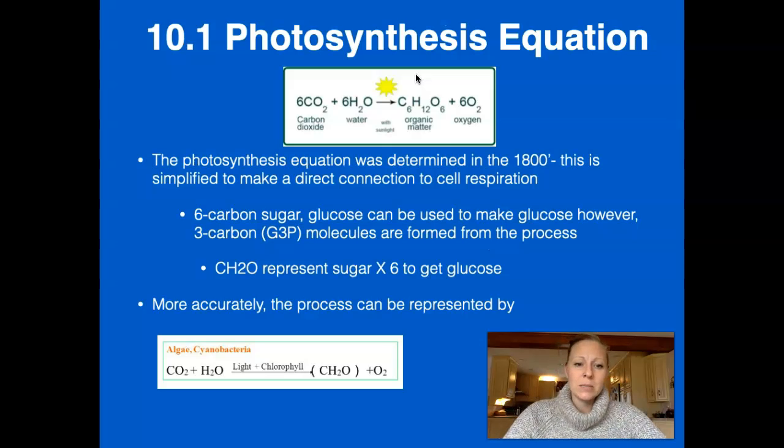And one way that it's been simplified is that glucose is not actually produced in photosynthesis. It is produced after photosynthesis, but what is produced in photosynthesis is G3P. G3P is a 3-carbon molecule, which is also a sugar, and those are combined to make a glucose. And so more accurately, we can show that our process of photosynthesis looks like this, a CH2O instead of a C6H12O6.